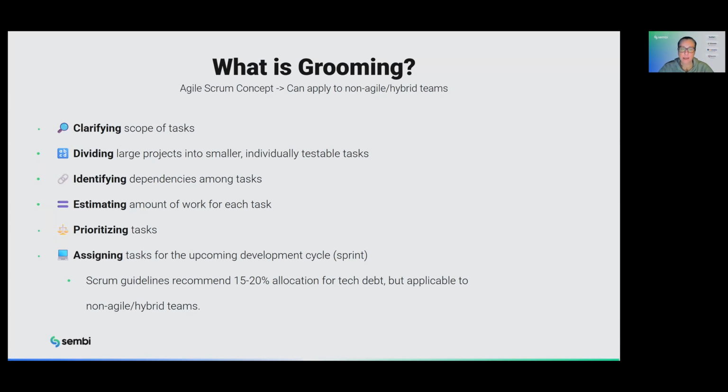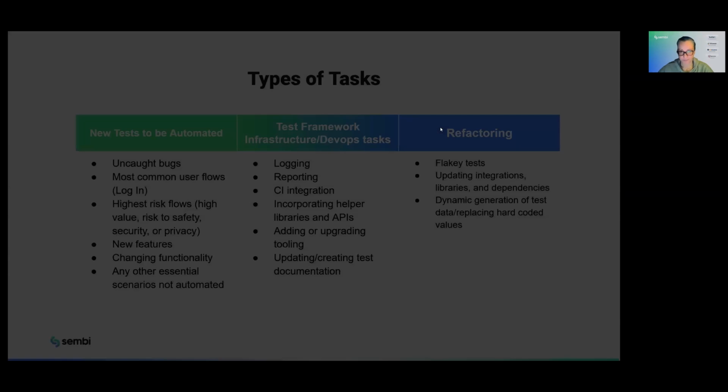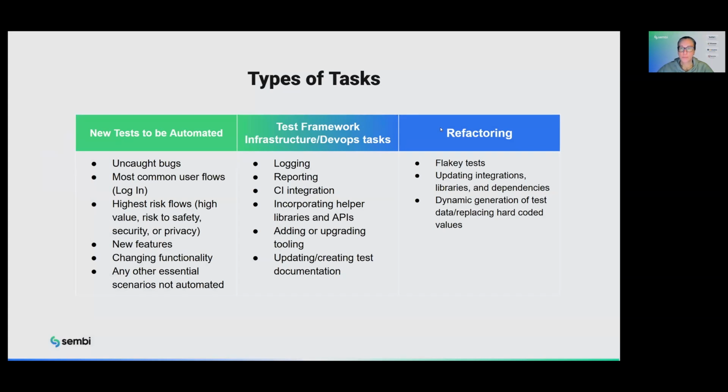Now, Scrum guidelines typically recommend about 15 to 20% of your total work allowance be allocated for tech debt. But again, that can be applicable to non-agile and hybrid teams. And it also just depends on your individual organization and application. So these are the tasks that we are going to need to prioritize, neatly sorted for you.